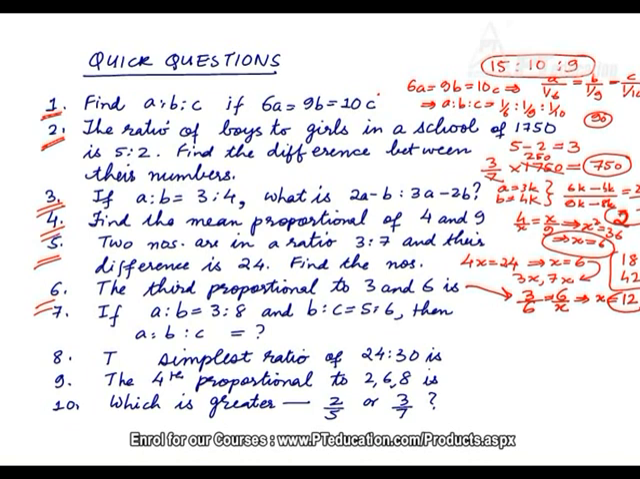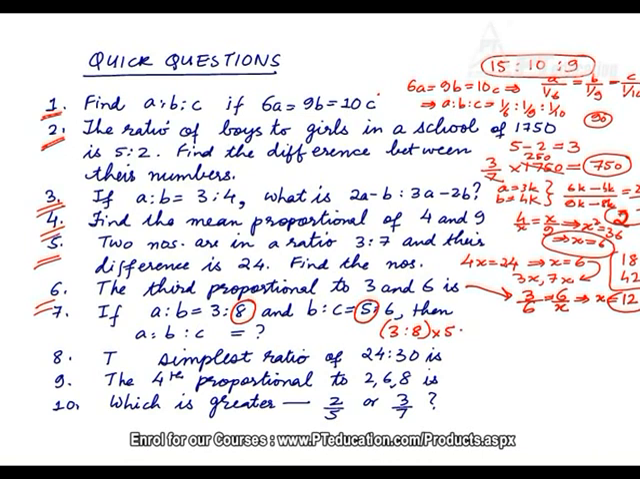If A is to B is 3 is to 8 and B is to C is 5 is to 6, then A is to B is to C is how much? You know we have to make the common term common. B is 8 and B is 5. So it is obvious that we need to make 8 and 5 common. Take the LCM of 8 and 5. What will be the LCM of 8 and 5? It will be 40.